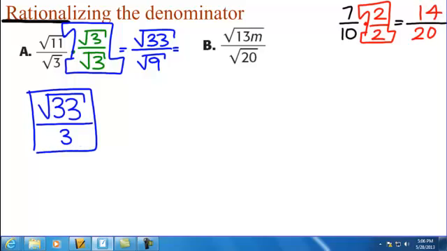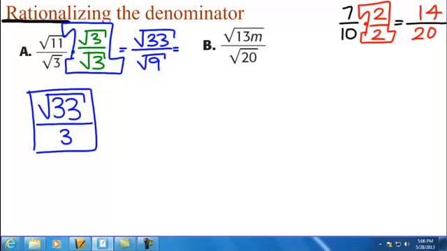Square root of 11 over the square root of 3 is exactly the same thing as what we got here. If you were to type both of them in your calculator, you would get identical decimals that went on forever and ever. So now it's simplified because there are no radicals in the denominator.